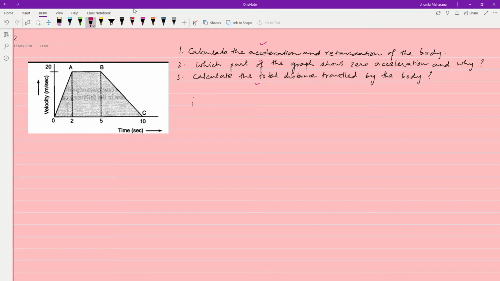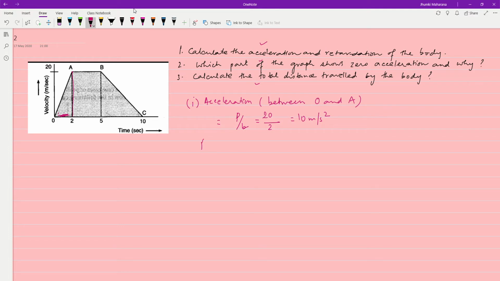So let us do question number 1. Calculate the acceleration. Where is acceleration? Acceleration would be between which points? Between O and A. So here it is perpendicular by base. What is the perpendicular here? If you look at the graph, the perpendicular is 20 and the base here is 2. So we have 10 meter per second square as the acceleration.